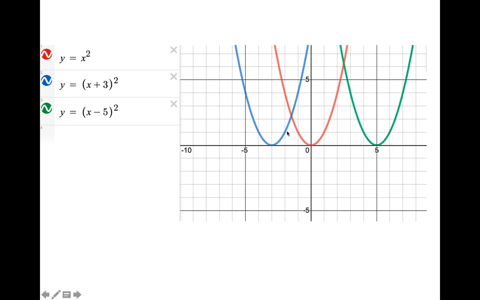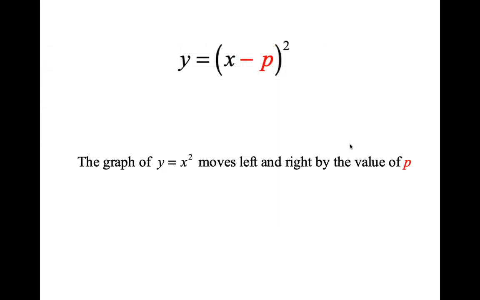In other words, it seems like when I put a number inside here, it's moving the graph left or right in the opposite direction I would have predicted. So we say this like this. If I put a number inside and let's say it's negative p, when I pull it outside, please notice that it's positive p and that it's moving my point left and right. And in fact, it's moving the vertex left and right.